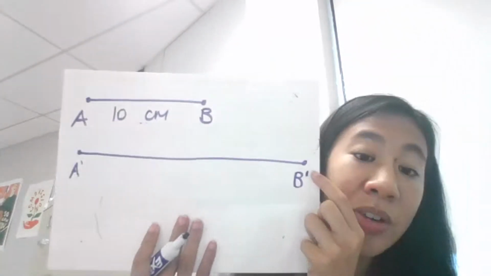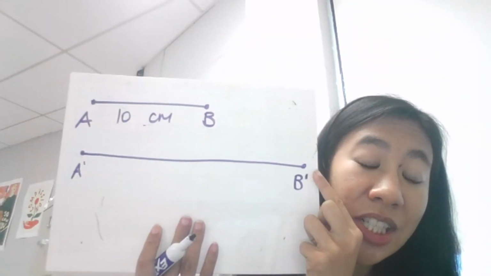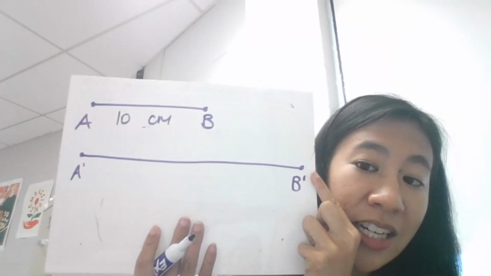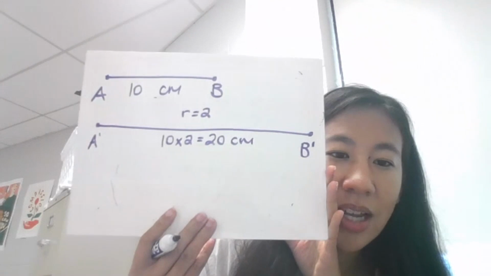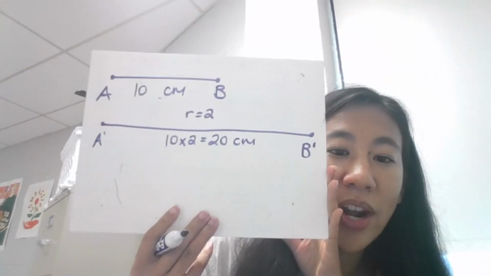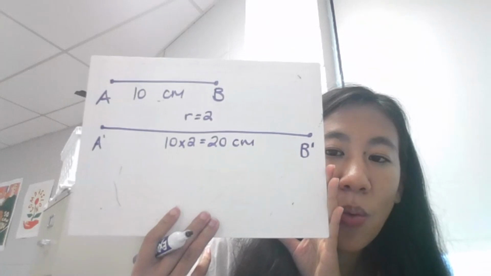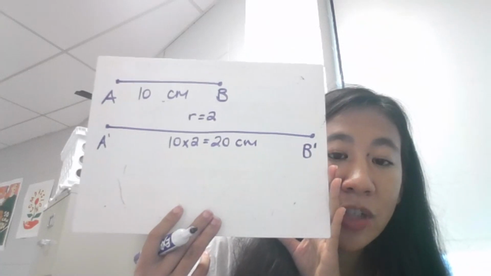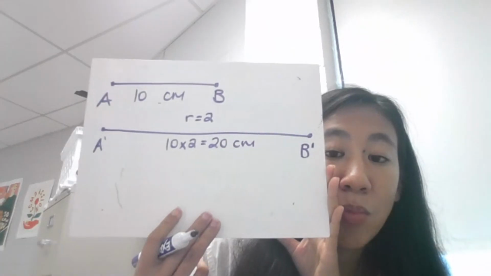And so now I'm going to draw something, and I'm going to call it A prime B prime, just like this. That apostrophe we read as prime, and that tells us that this is our dilation. When you see that symbol, that means we've created a dilation. And so now I'm going to say our scale factor is 2, so we multiply 10 times 2, and we get that the new length is 20 centimeters. Now, what if I wanted to use a scale factor of 1/2? In that case, this tells us that our line segment should be getting shorter because 1/2 is smaller than 1.